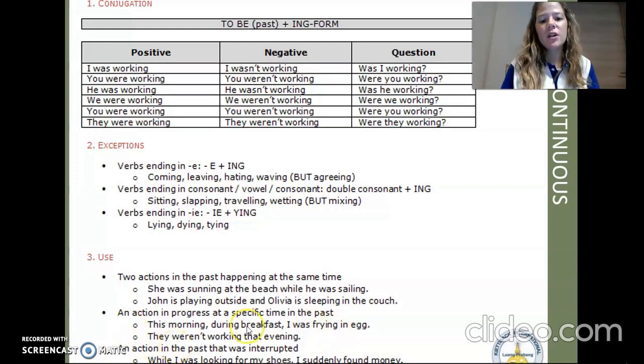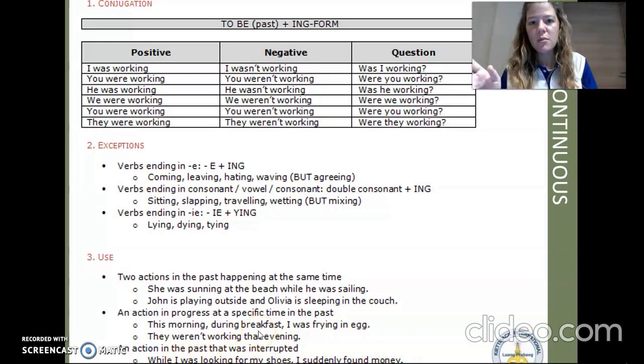And then an action in the past that was interrupted. While I was looking for my shoes, I suddenly found money. So here you can see I was looking, was, past of to be, looking, ing form, for my shoes. So that was happening in the past, and it got interrupted. I suddenly found money. So, as said before, this is simple past, but I was looking is past continuous. So you were doing a longer thing before and it was interrupted.